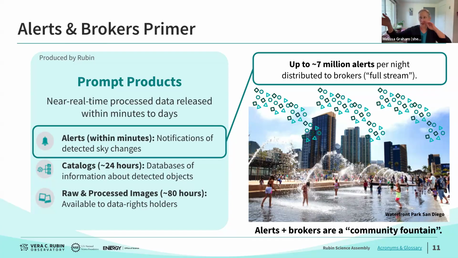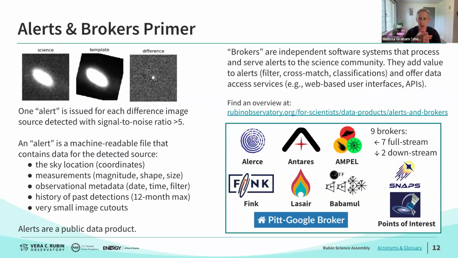And we like this picture because alerts and brokers together kind of represent a community fountain where everybody can come and get their time domain objects of interest from the alert stream and the brokers. As I mentioned before, one alert is issued for each difference image source detection with a signal to noise ratio greater than 5. The alert packet itself is just a machine readable file that contains data for the detected source. So it has sky location, like the coordinates of the source, measurements like flux, shape, and size, the observational metadata, the date, the time, the filter of the observation.